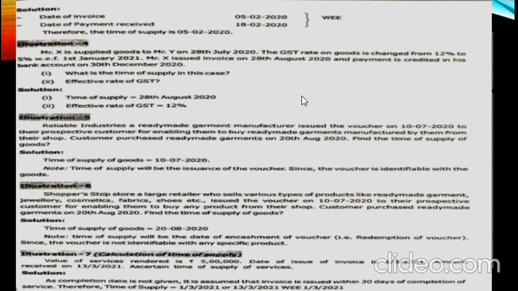So which rate would be effective? Everything is before the change, so the rate before the change in GST would be effective. So what was the rate before the change? 12%. So we will be taking 12%.